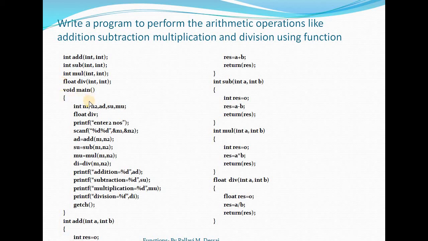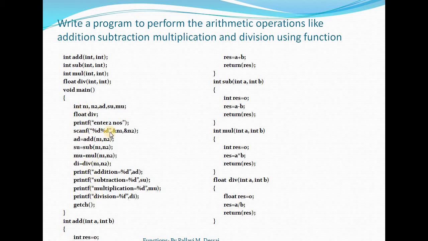So now in our main function, I have taken 2 values n1 and n2 and am going to perform all the 4 arithmetic operations on these 2 numbers. These are the 4 variables which are going to store the outputs. We have taken 2 inputs n1 and n2 and we are going to pass these 2 as the parameters, or actual parameters, for these 4 functions. Here I have called the add function, sub function, mul function and div function.